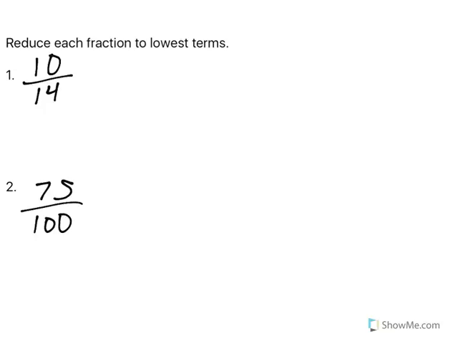So 10 and 14 are both even, which means 2 is going to divide evenly into the top and the bottom. So 10 divided by 2 is 5, 14 divided by 2 is 7. Now 5 and 7, nothing goes into those, so I'm now done. So you always want to kind of go with what's easiest.